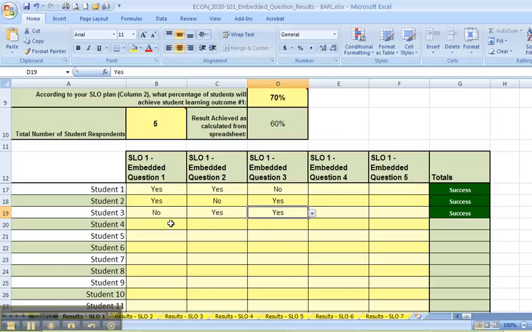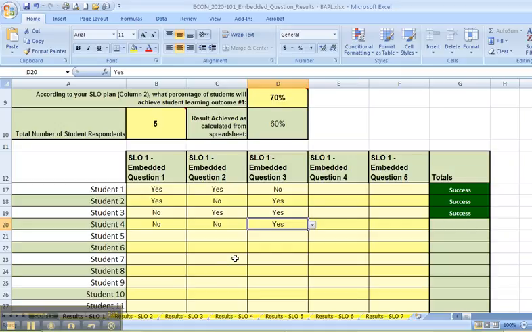Well, finally, and unfortunately, student number 4 answered no. The first one was wrong, rather. They didn't answer no, it was wrong. The second question was also wrong, but the 3rd question they answered correctly. Unfortunately, they cannot be counted as a success because they did not answer 2 of the 3 questions.